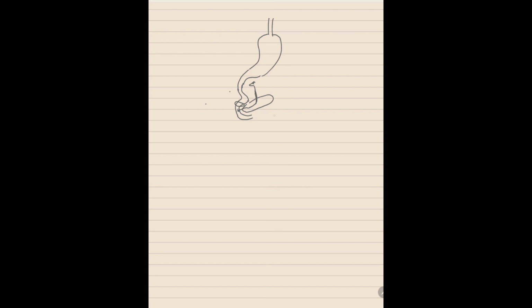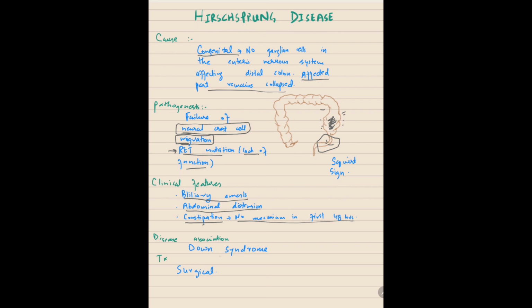But in the disorder that we're talking about, there is a distal obstruction, right? The area closer to the anus is affected, and so the bile will be secreted, and the emesis or vomiting will be biliary emesis. Then another important thing to be aware of is that Hirschsprung disease is associated with Down syndrome, and the treatment is surgical.